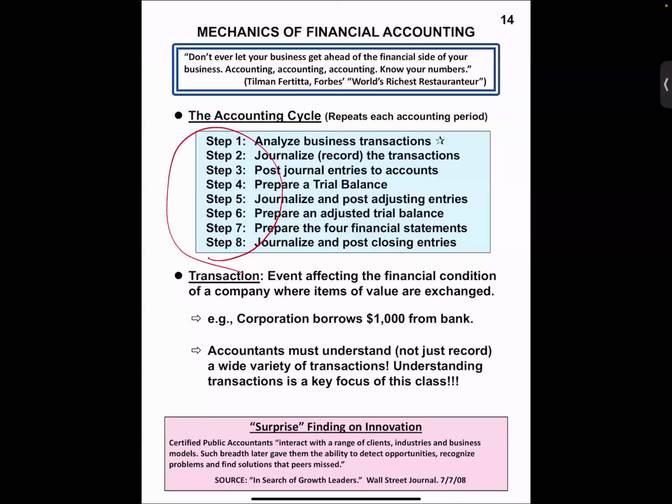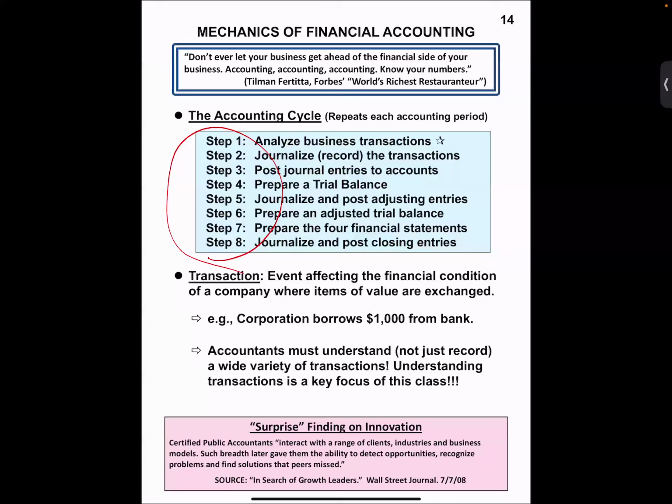The first step in the accounting cycle is to understand what is meant by a transaction. So as you can see here, a transaction is any event in a business that affects the financial condition of that business, where items of value are exchanged. So for example, you walk into an Apple store and you buy an iPhone. That's a transaction. You pay your utility bill. You pay your employees. You pay for your advertising. You buy some equipment. Those are all examples of transactions that affect the financial condition of a company.